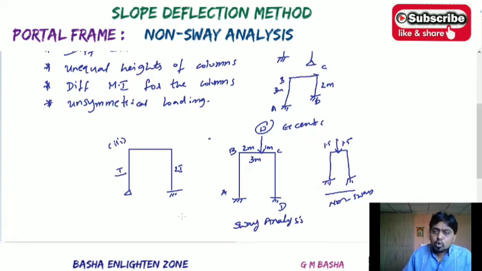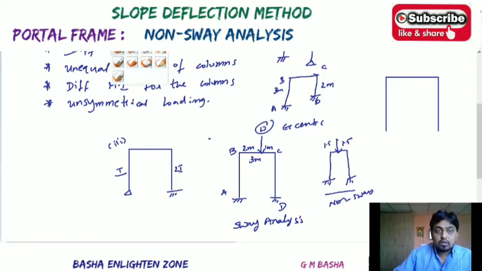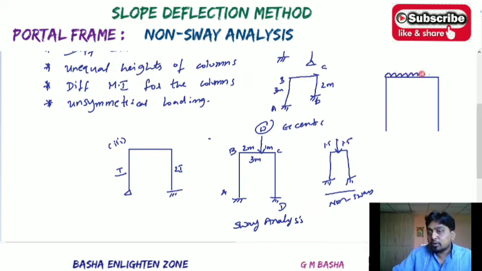Still, there will be so many different loading conditions. For example, if you see here, whatever the end conditions, there will be a uniformly distributed load on the span BC.